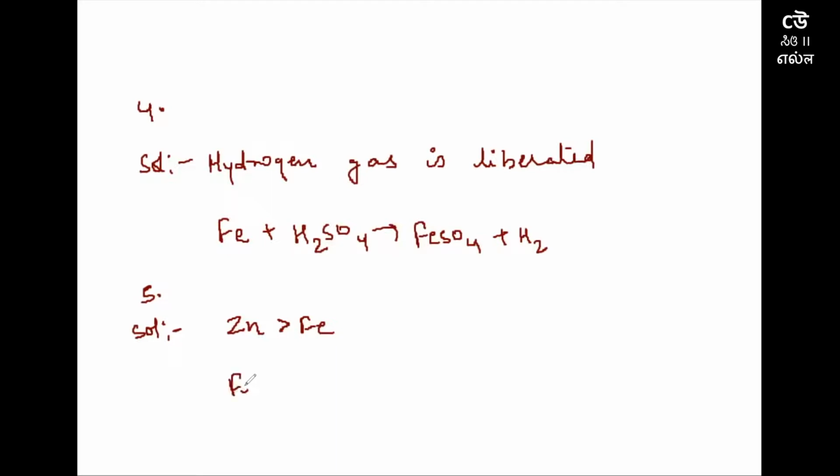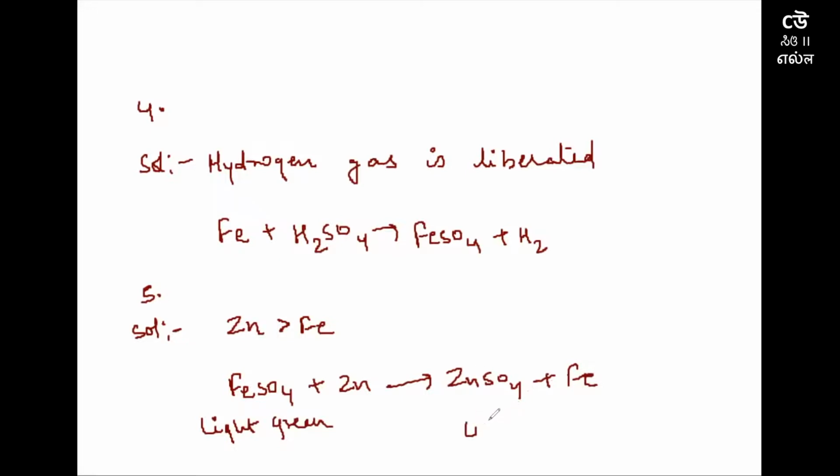So the reaction would be FeSO4 plus Zn makes ZnSO4 plus Fe. Here you people can write that iron sulfate is light green in color, and then zinc sulfate would be colorless. So this color change will indicate that this reaction has now been completed. Moving on to the next page, which is page number 49.